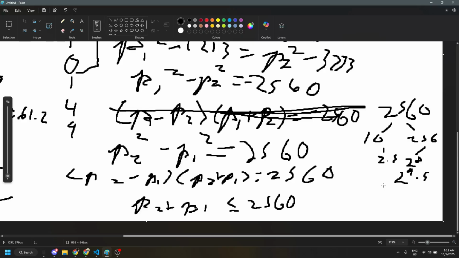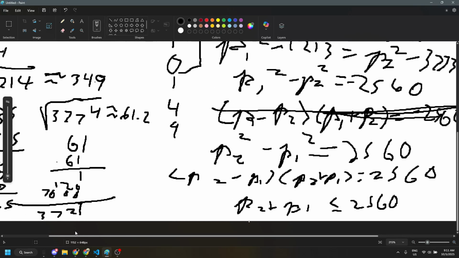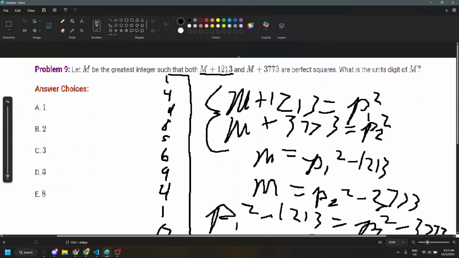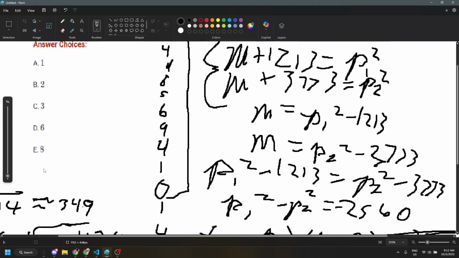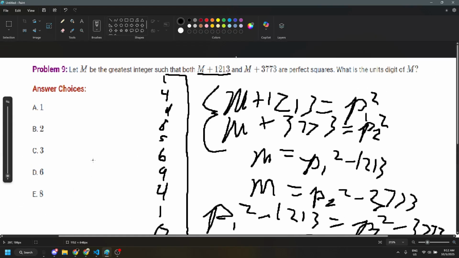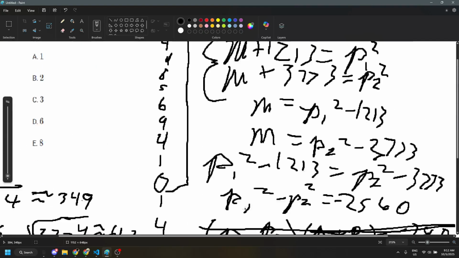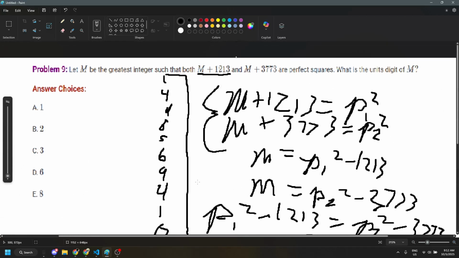Gosh, that 5 really messes it up. Because if it weren't for the 5, then we could just... I mean, it still would be very difficult to do it. Ooh, I found something. P1, P2? Never mind.